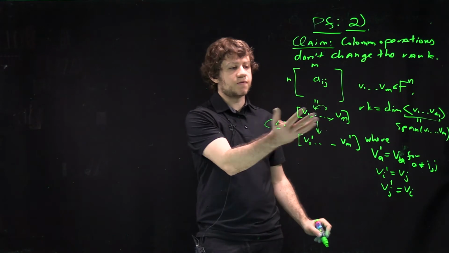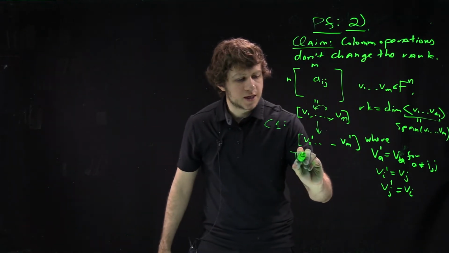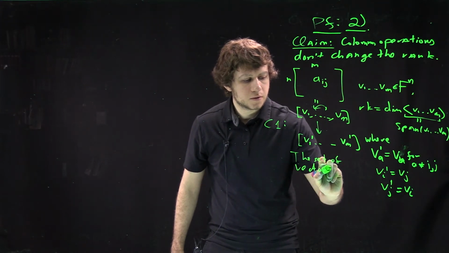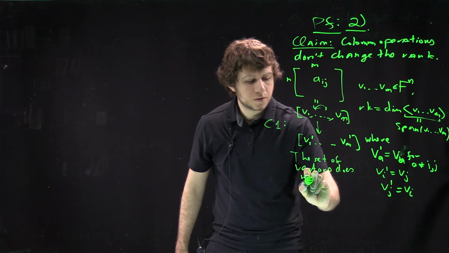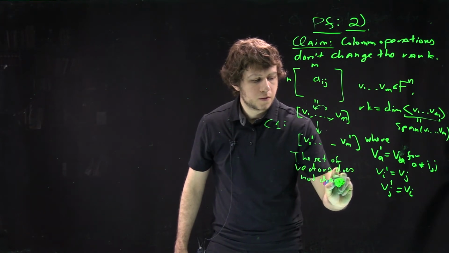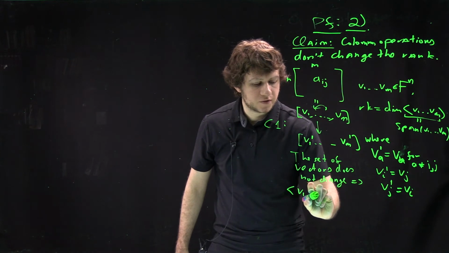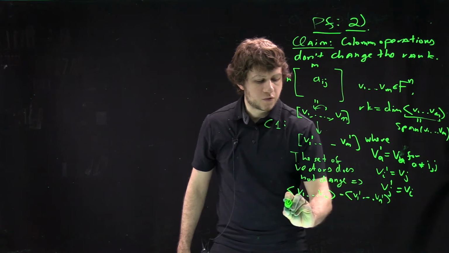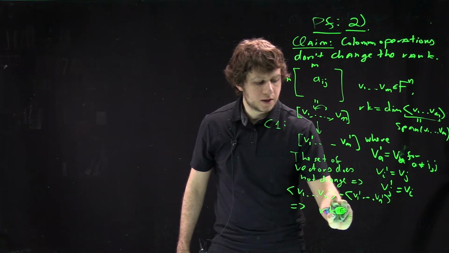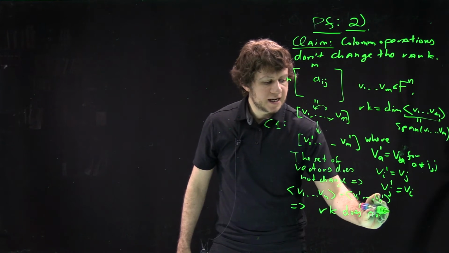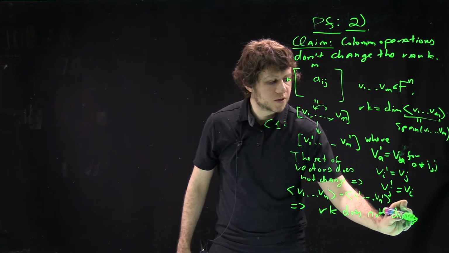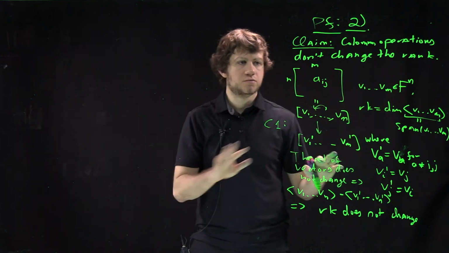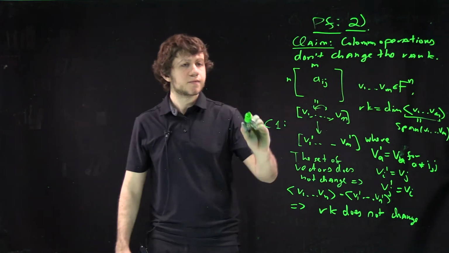And since the set of vectors does not change, then the span of vectors v1 up to vn is the same as the span of vectors v1 prime up to vn prime. So of course, rank does not change. The idea is that for all column operations, the subspace generated by the vectors doesn't change at all. Literally, this is the main idea.